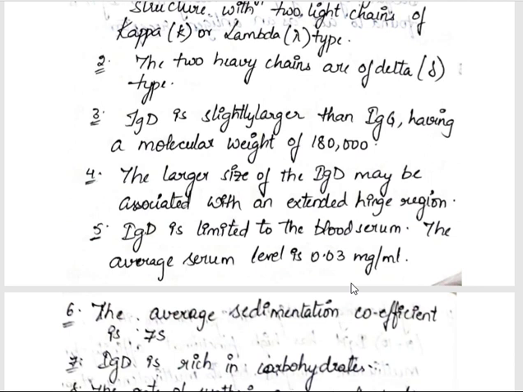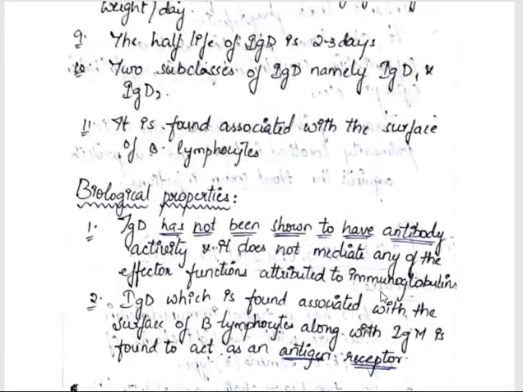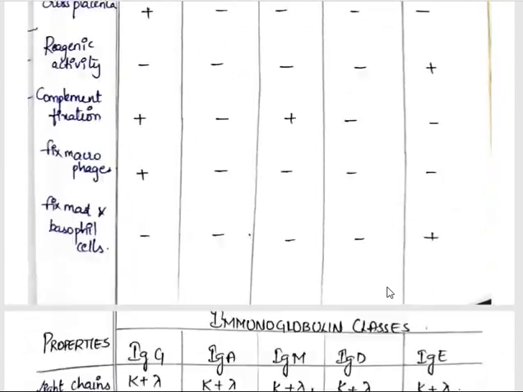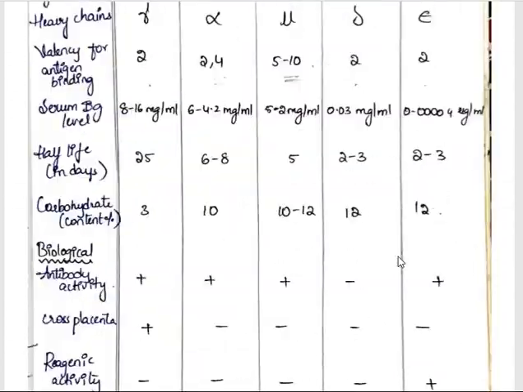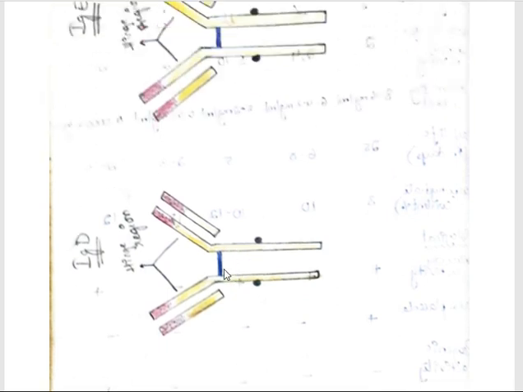What is the hinge region? The central flexible part of the immunoglobulin is called the hinge region. So here you can see it. Where is it? At last, here it is, IgD. This hinge region is going to be larger in size. So obviously that is the reason why it has a little higher molecular weight compared to IgG.